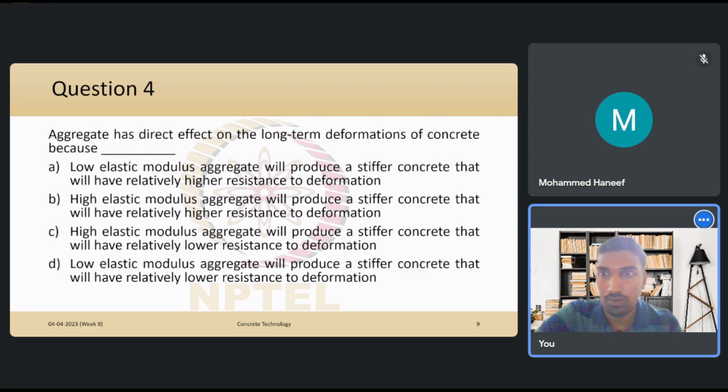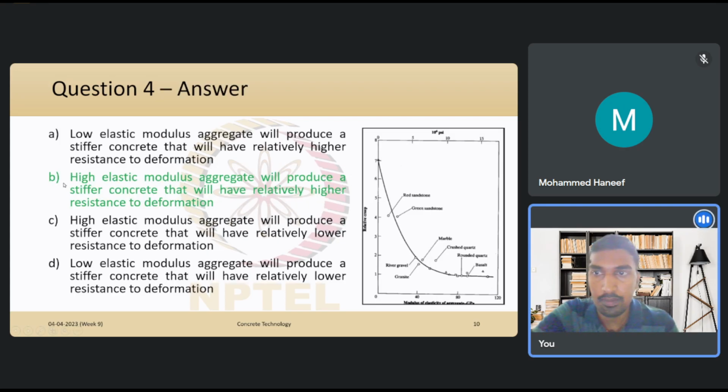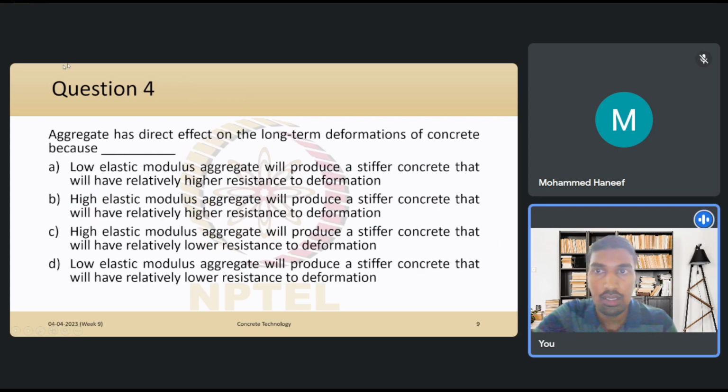We have one vote for option B. Okay, the right answer is also option B, that high elastic modulus aggregate will produce a stiffer concrete that will have a relatively higher resistance to deformation, right? So that is the right option.